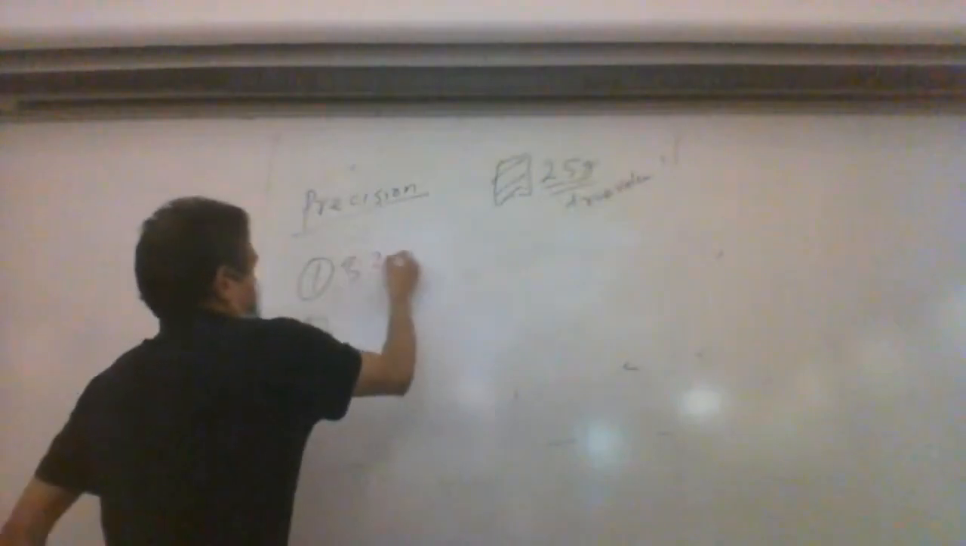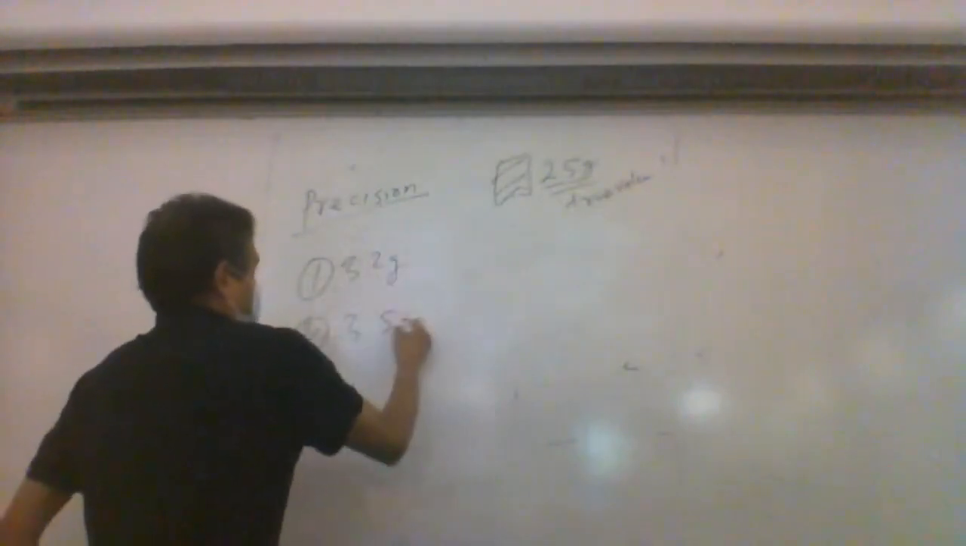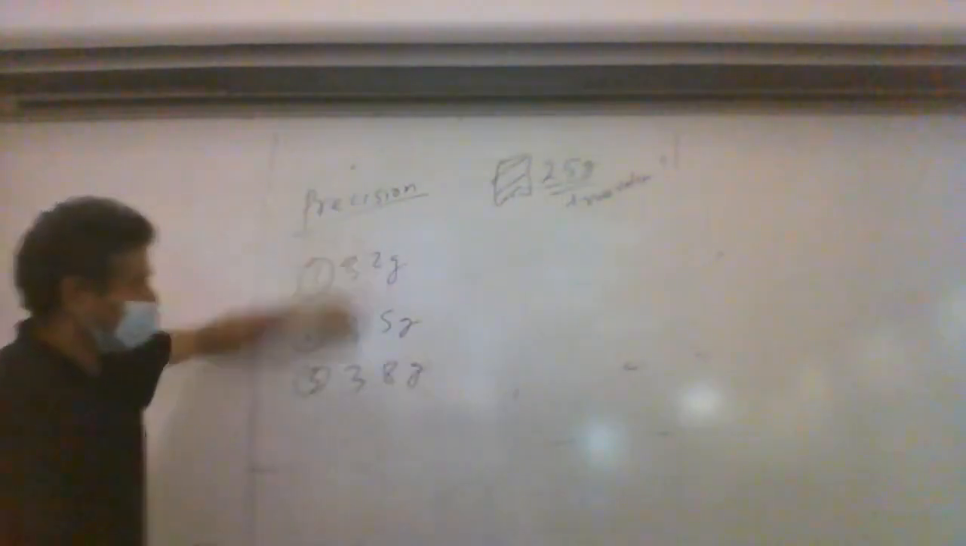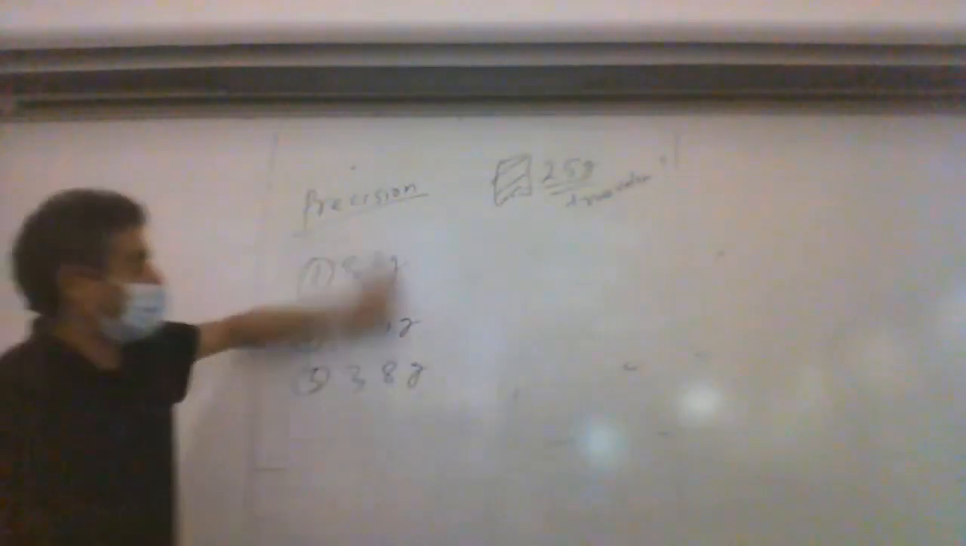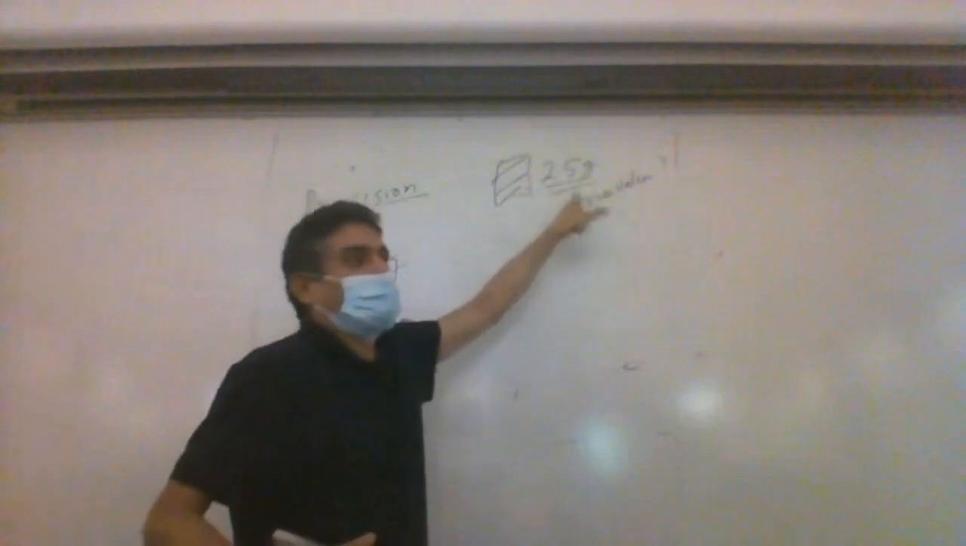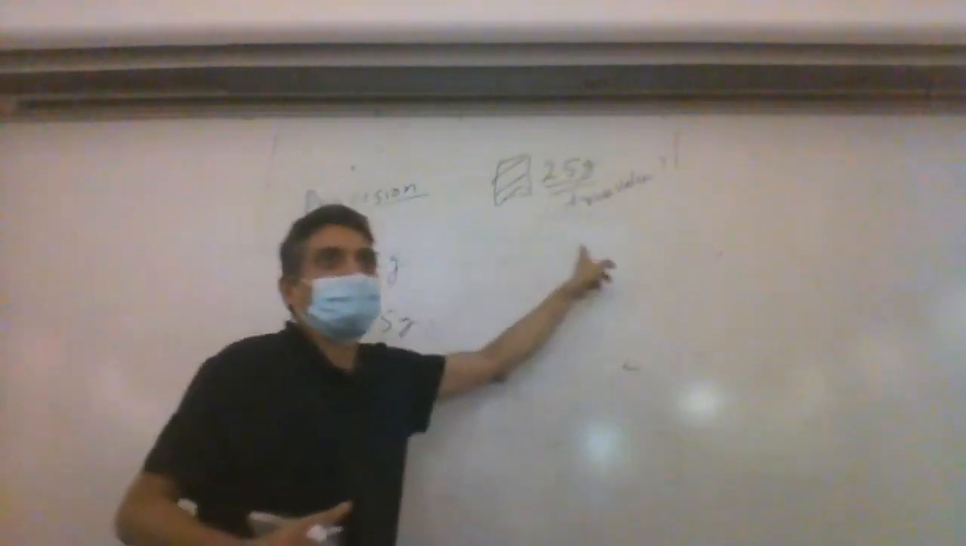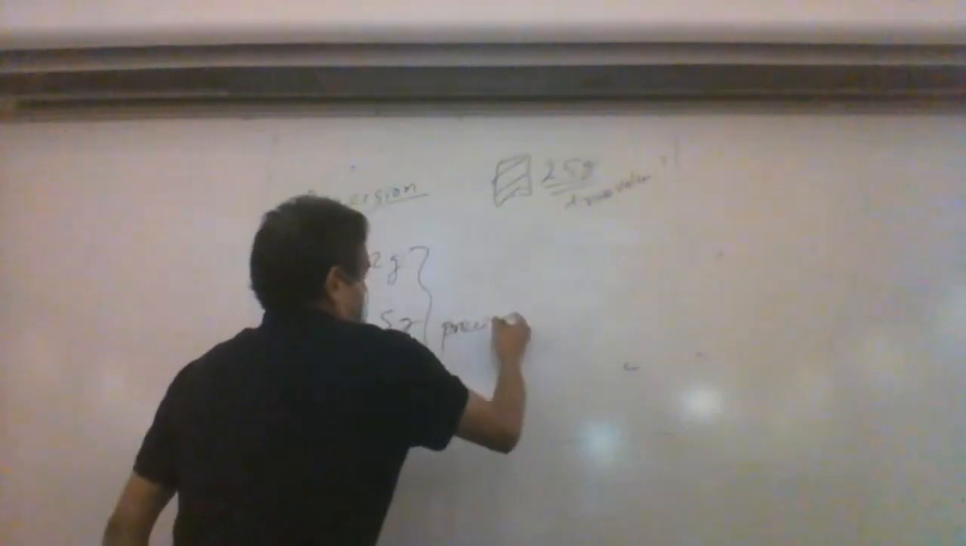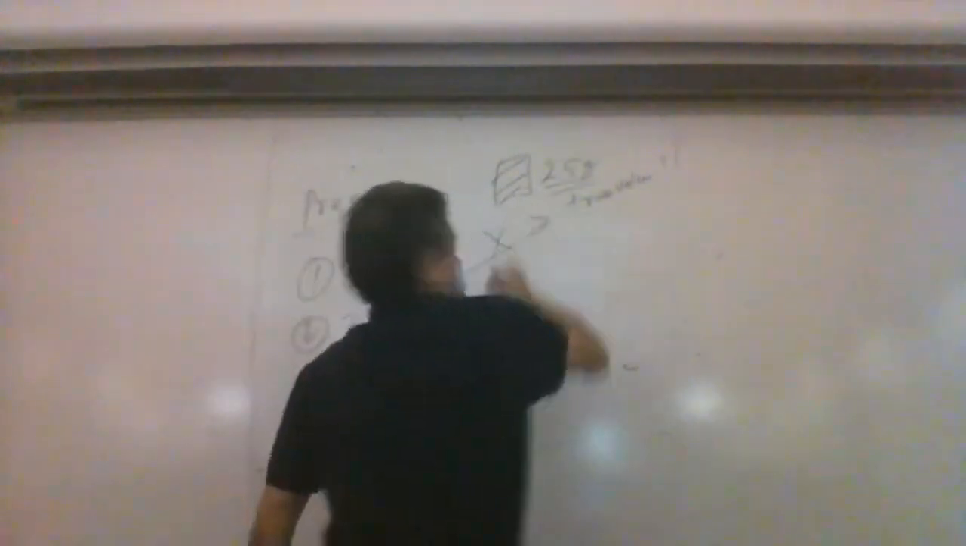Maybe 3.2 gram, maybe 3.5 gram, maybe 3.8 gram. You see, my values are close to each other, so I am precise, but my values are not close to the true value, so I am not accurate. So I am precise, not accurate. Make sense? Good. I am precise, but not accurate.